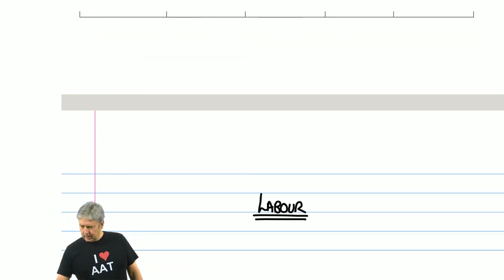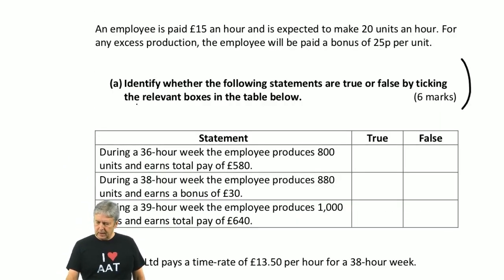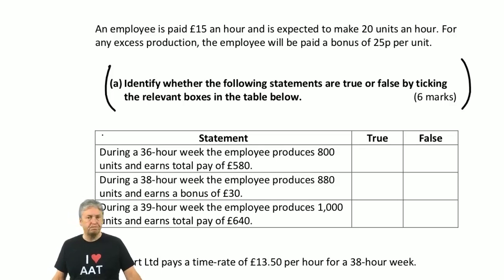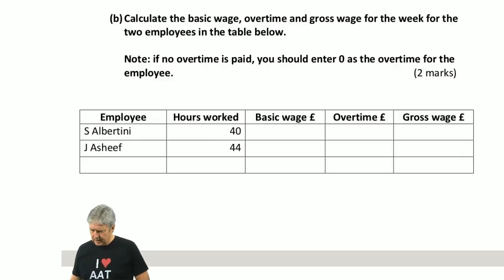The first question, if I can press the right button, that was helpful. The first question is identifying whether the following statements are true or false. Well, it doesn't help you that much, but in essence, it's all about the issue associated with calculating somebody's pay. Very straightforward, I believe, for all of us. The second one is to then go ahead and calculate the basic wage and overtime.